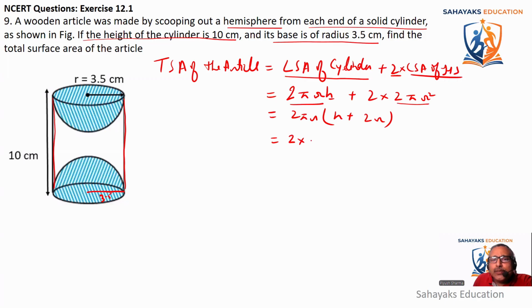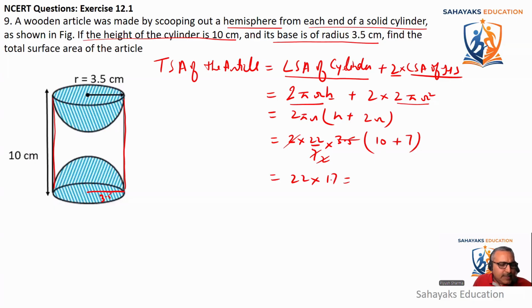So let's put the values now. It is 2 into 22 by 7, and the radius is given as 3.5. The height was 10 centimeters, plus 2 times r is 7. So I'll say 3.5, the 2s and the 2 will cancel out. So it comes as 22 multiplied by 17. So it is again a simple calculation.